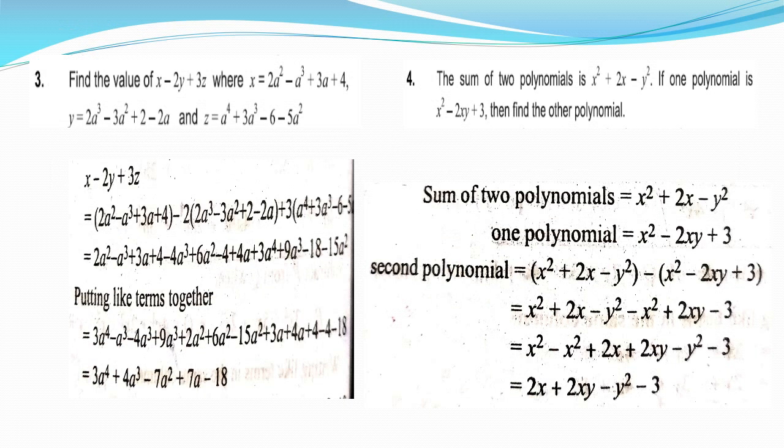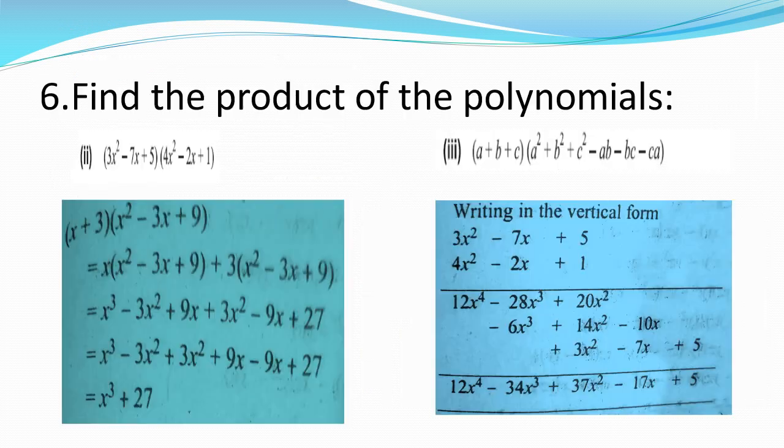Question number 4. The sum of two polynomials is given. If one polynomial is this, then find the other. The sum of two polynomials is this and one polynomial is this. Just as 2 plus 3 equals 5, then 5 minus 3 equals 2, so we subtract the one polynomial from the sum of the two polynomials. Then we have the answer 2x plus 2xy minus y square minus 3.